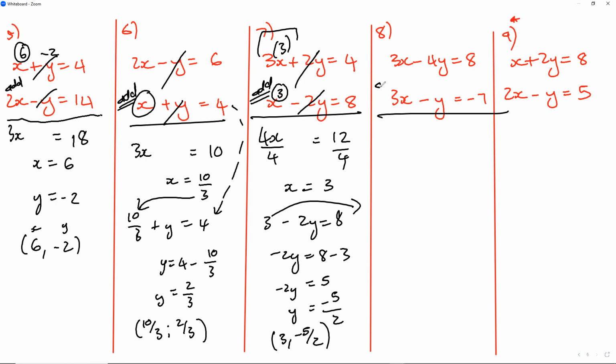All right, let's go to the next one. In this one, I'm going to subtract. Because if I add, what happens when I add? When I add, I end up with 6x, and I end up with minus 4y minus y, which is minus 5y, and 8 plus minus 7 is 1, which is pointless, because nothing eliminated. I still have y, I still have x. If I add, then that's wrong, right?